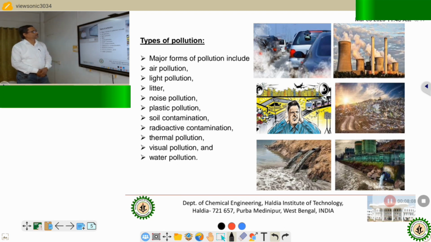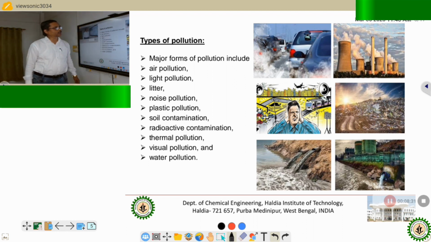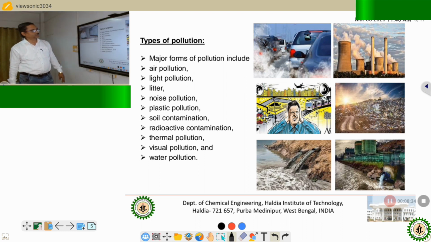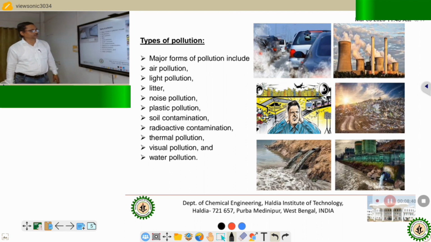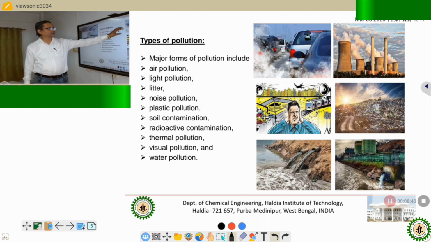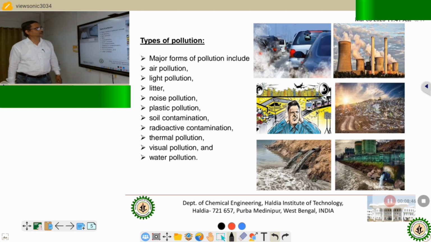There are different types of pollution, mainly air pollution, light pollution, littering, noise, plastic pollution, soil contamination, radioactive contamination, thermal pollution, visual pollution as I mentioned, and water pollution as well as solid pollution. In the neighboring picture we can see that from the thermal power plant so much smoke and carbon dioxide is coming out, and also from different automobile industries, different metallic scrap is being generated. Also from different vehicles, carbon dioxide, NOx and different types of nitrogen oxides are being generated.